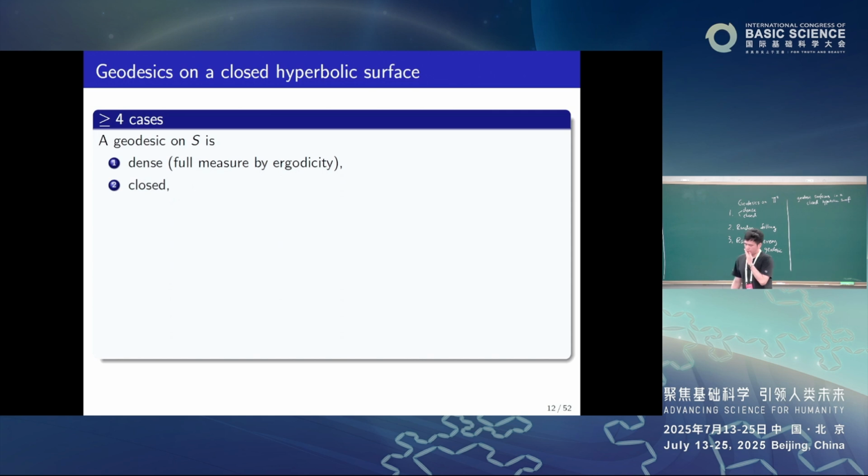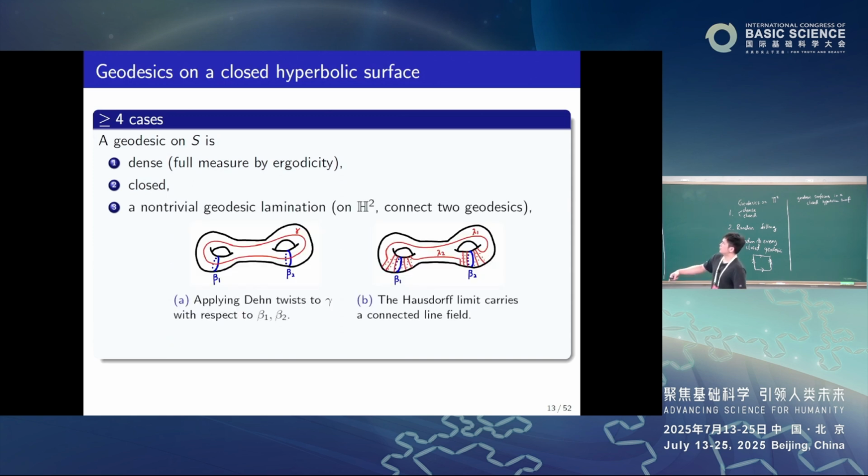And before I start to talk about surfaces in three-manifolds, let me also review geodesics on a hyperbolic surface. You have dense geodesics, which come from ergodicity of geodesic flow. You also have closed geodesics, just like the torus case, right? So if I draw a picture like this, you have a new phenomenon, which is called lamination. You can take this beta 1, beta 2, and then you draw a geodesic which crosses them once.